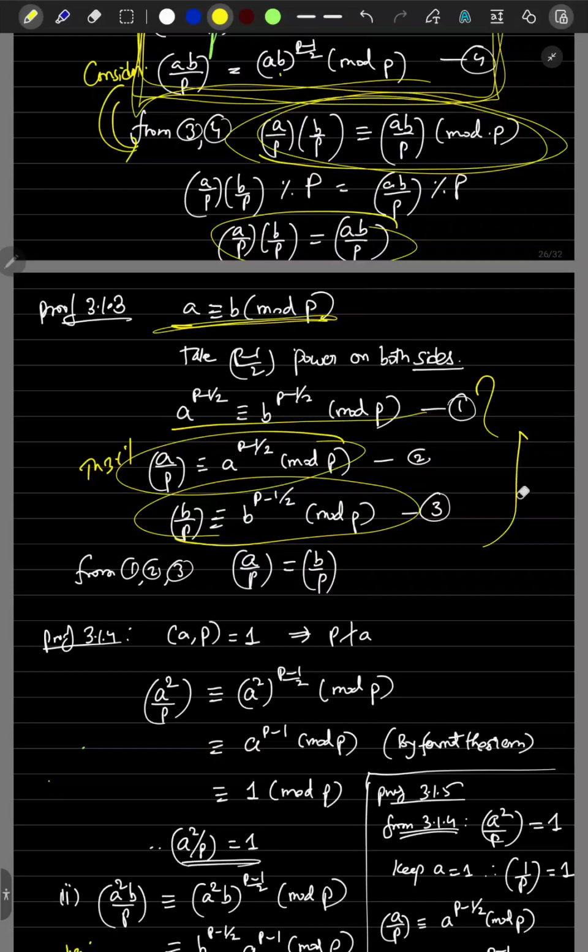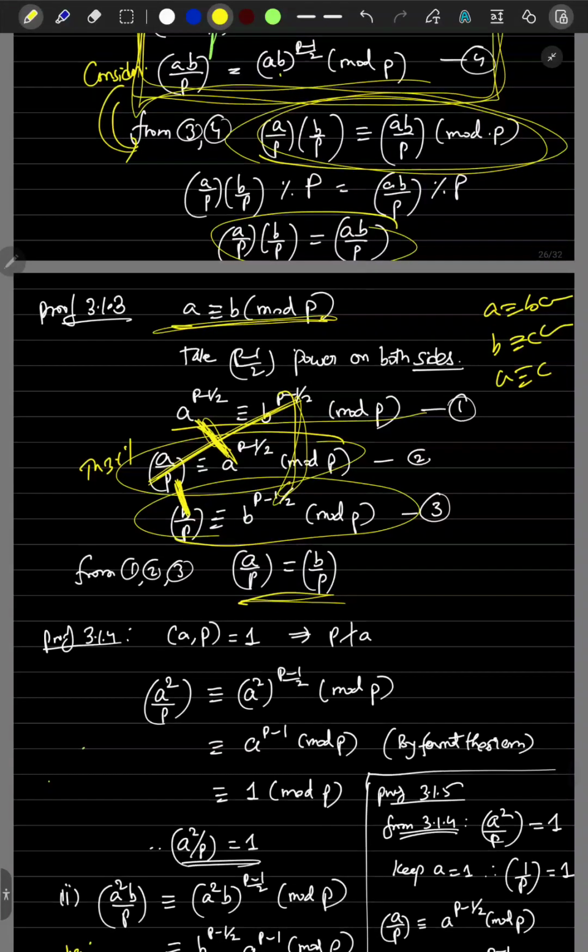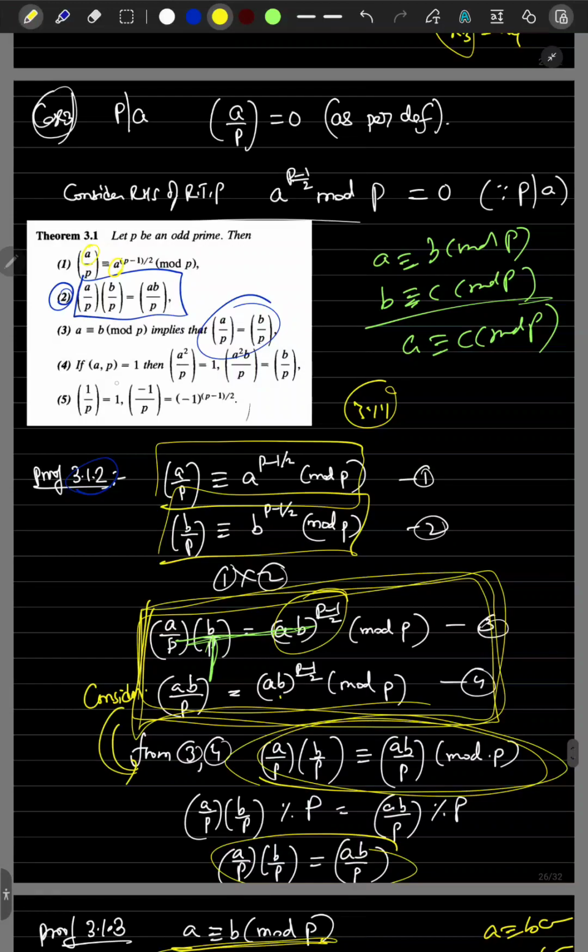So from these things, what can we conclude, tell me. Again the same concept: A is congruent to B mod M, B is congruent to C mod M, then A is congruent to C mod M. Since these are equal, can I write here these two are equal? Yes. Again this is equal, can I write these are equal? Yes. That's simple, no?